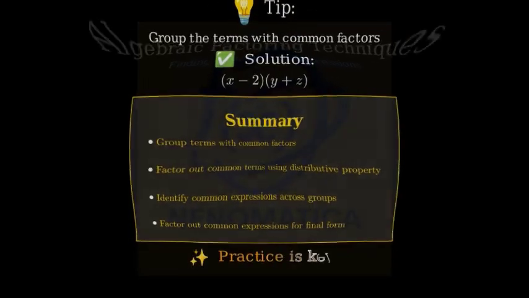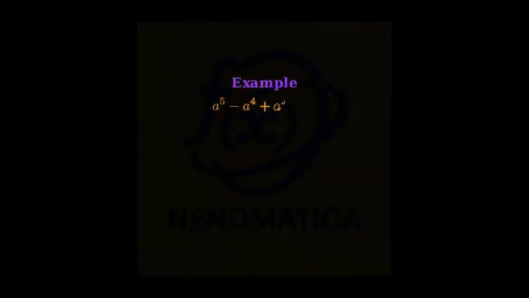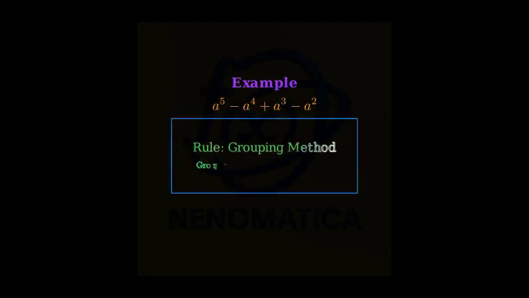Remember, practice is key. We want to factor the expression a to the 5th power minus a to the 4th power plus a cubed minus a squared. Let's approach this systematically. First, we'll use the grouping method to factor this expression. The key insight is to notice that we can group these terms into two pairs, a to the 5th minus a to the 4th, and a cubed minus a squared.